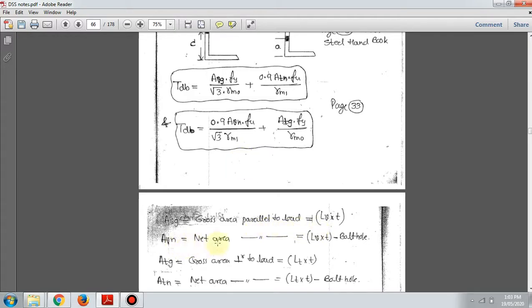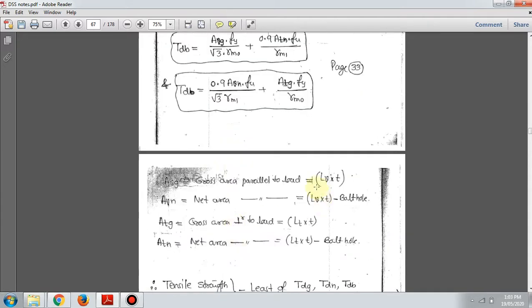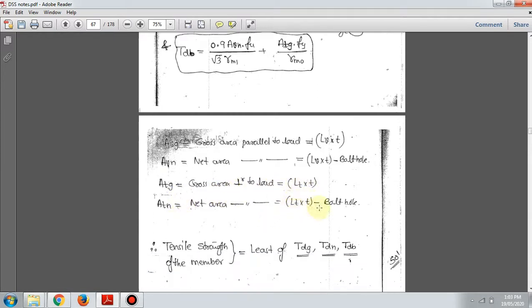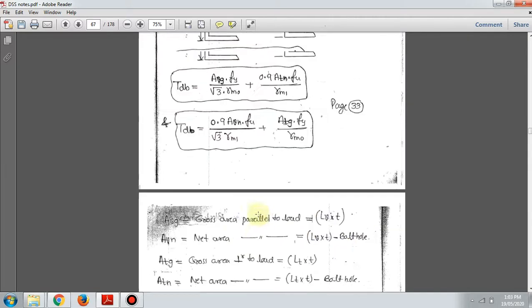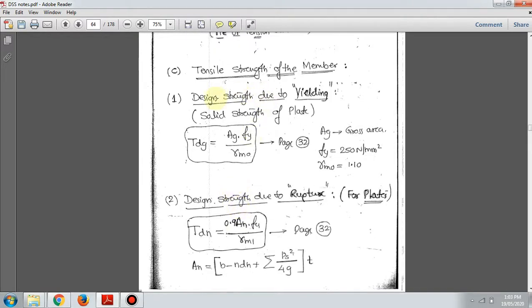The formula is TDB is equal to, this is one formula and this is two formulas. These formulas are there on page number 33. So all three formulas are there in the code. The important terms in block shear are AVG, AVN, ATG, ATN. So what is AVG? AVG is gross area, AVN is net area. So V is nothing but the shear that is taking place in the X direction.